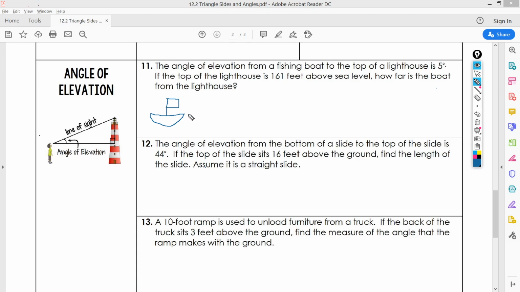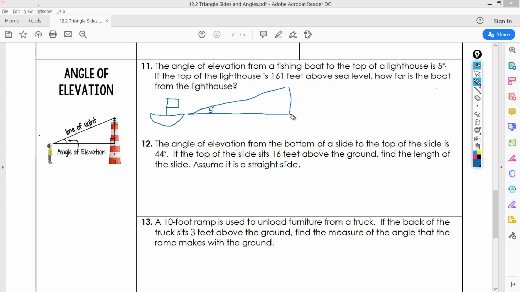And it's an angle of elevation. So I'm going to create a flat line here. I'm going to create an angle of elevation. It doesn't have to be accurate because no one cares. The angle of elevation is 5 degrees. So this is 5 degrees to a lighthouse.